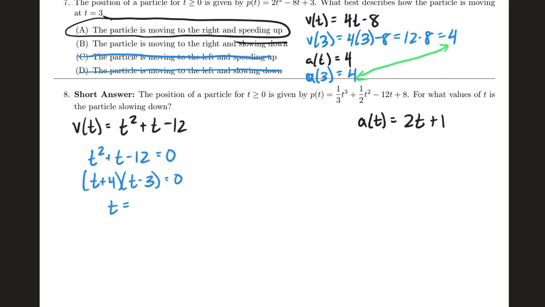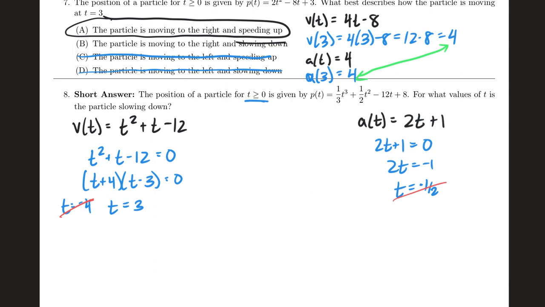We get t equals 3. We also get t equals -4, but in this problem we only care about positive times, so I can just ignore that one. So t equals 3 is important for velocity. And then acceleration, 2t plus 1 equals 0, t equals -1/2. Again, we can ignore that because it's a negative time.